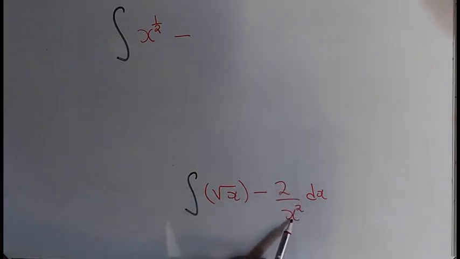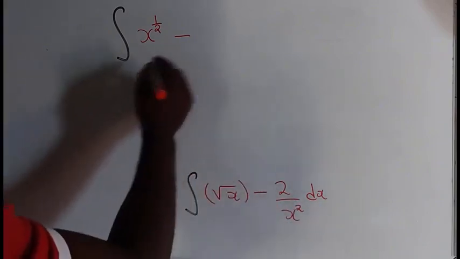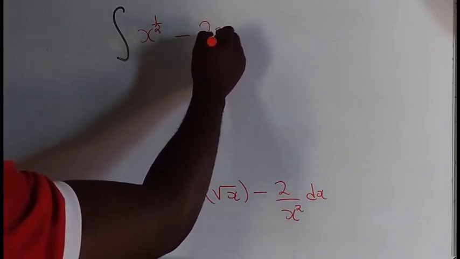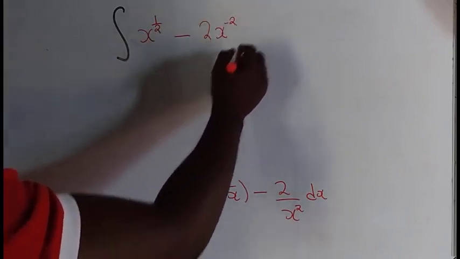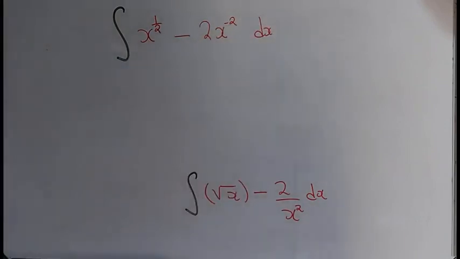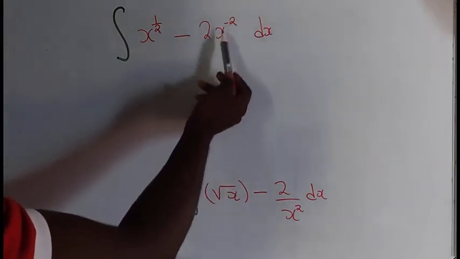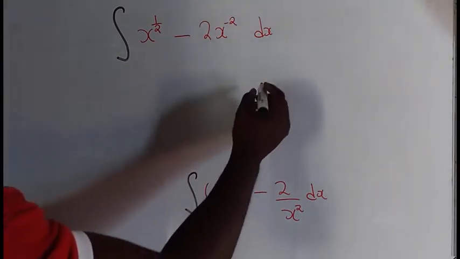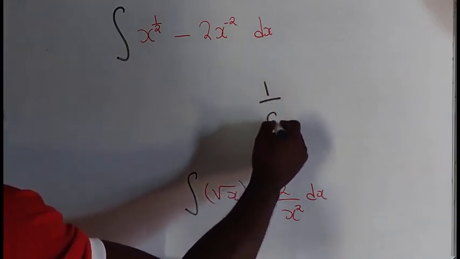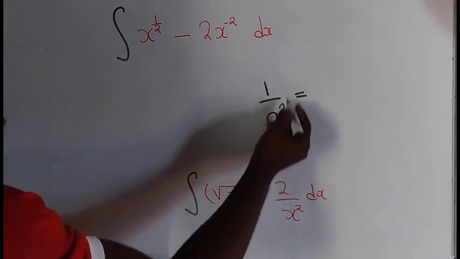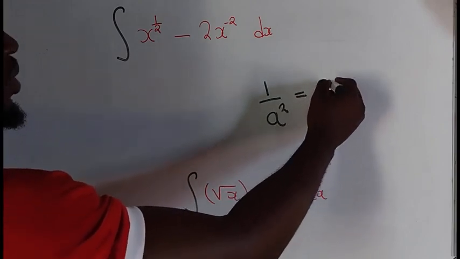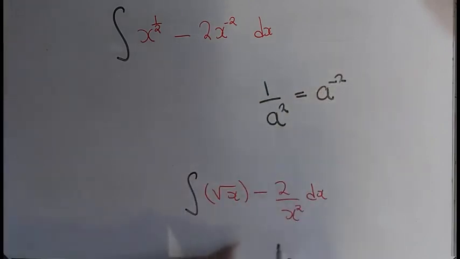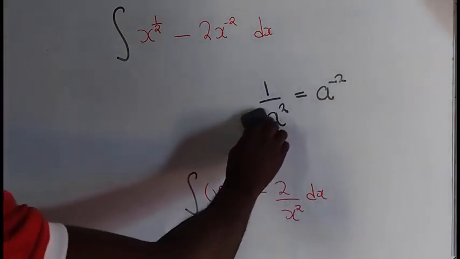Now this x squared is having a positive power, so we are going to write it like this. We write 2x to the power negative 2 dx. Now in case you are wondering where this comes from, it's coming from one of the laws of indices. If you have something like 1 over a squared, you can write this as a to the power negative 2. So this is what I've just done there. So I hope we are moving together.